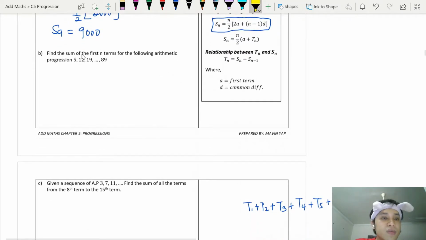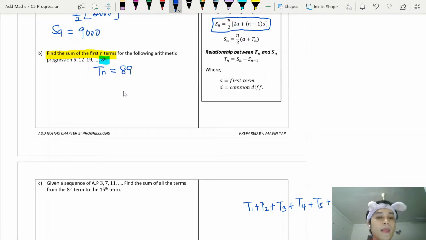Let's look at the second type of question. Remember earlier on when we learned about the number of terms, I did mention if they ask you to find the number of terms and then the last term is given, straight away we are going to use this. Tn is equal to 89.